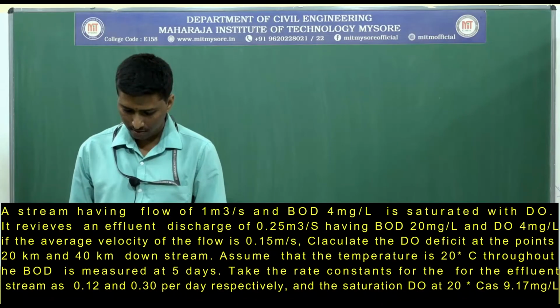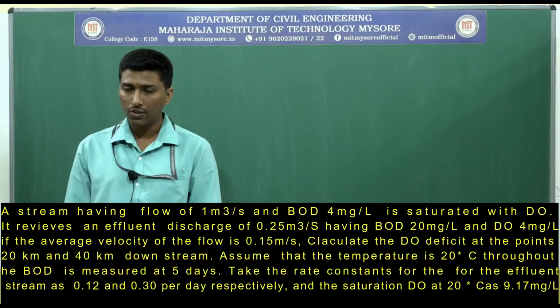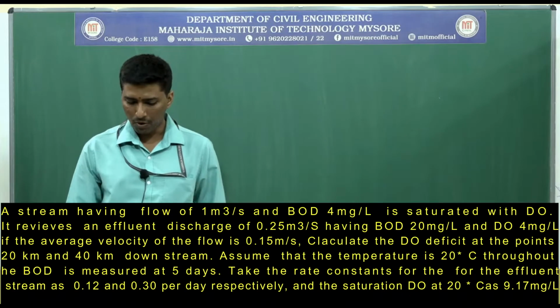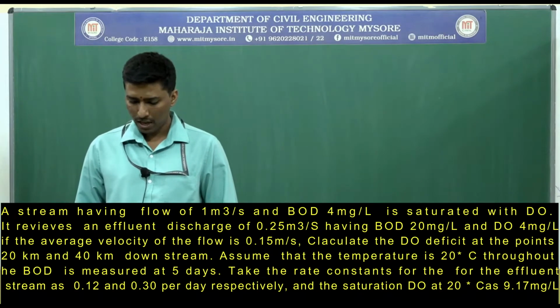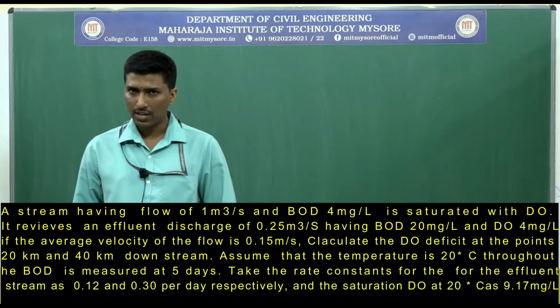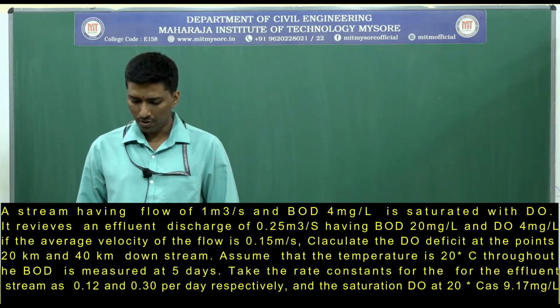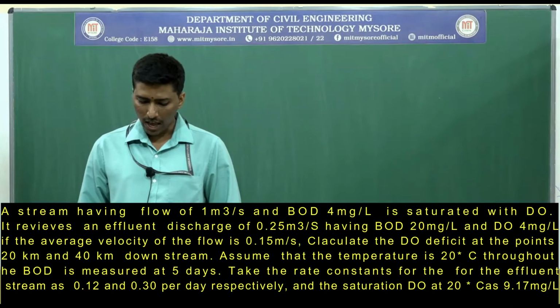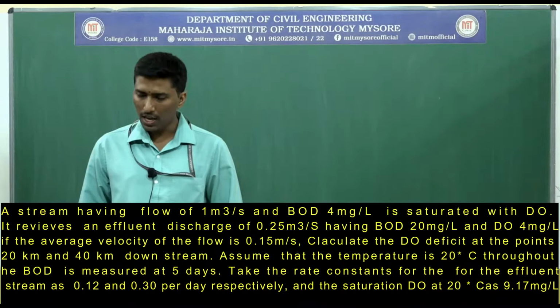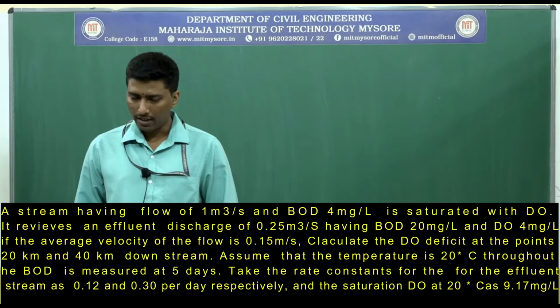A stream having a flow of 1 meter cube per second and BOD of 4 mg per liter is saturated with DO. It receives an effluent discharge of 0.25 meter cube per second having BOD of 20 mg per liter and DO of 4 mg per liter.